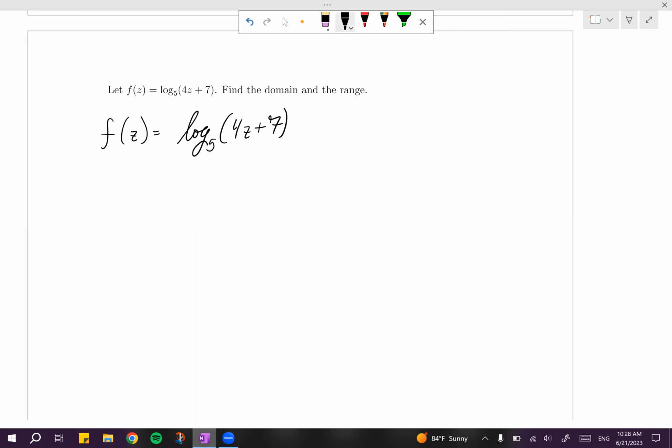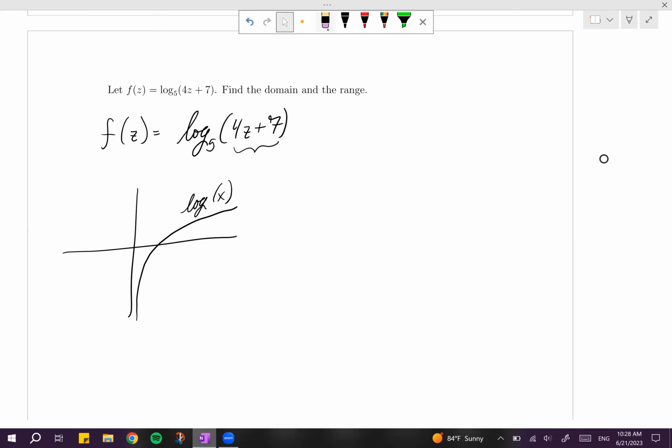So the basic shape of any log graph looks like this. This is log of x. All right, so this inside stuff tells me my domain, and looking at this base graph that we have, our domain is from 0 to positive infinity.